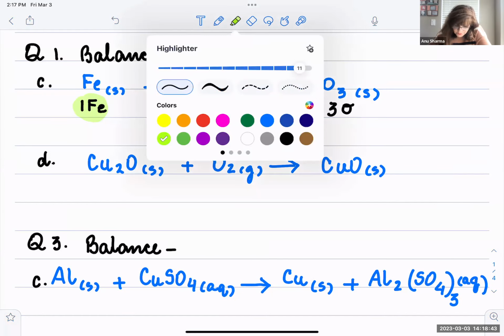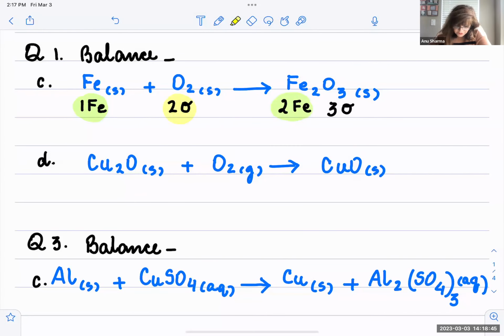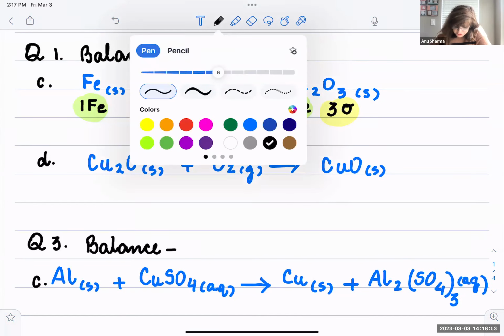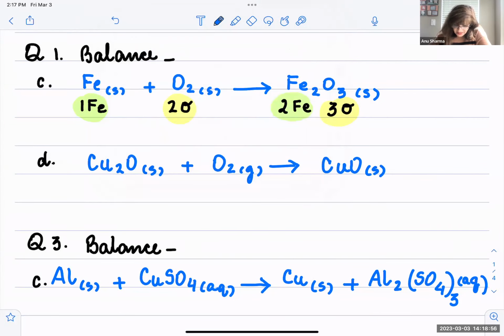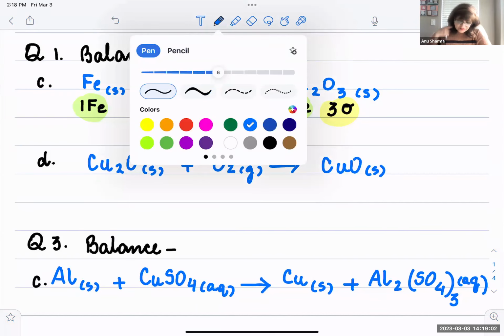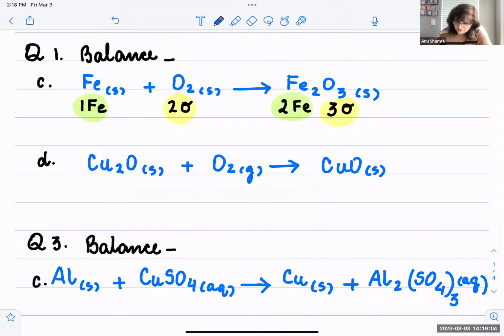So what are we going to do? We are going to look first at oxygen. Oxygen is 2 and 3. So obviously you can make 1:2. You can make iron 2, but you cannot make 3 oxygens on one side and 2 on the other. So in other words, you have to look for a common multiple, and the common multiple here is 6.